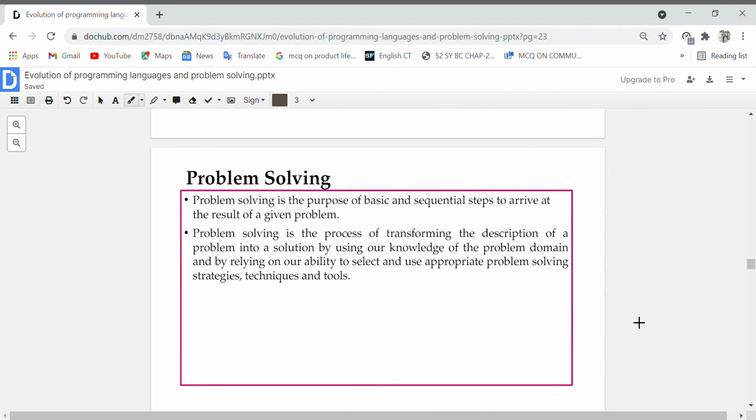Then what can we call problem solving? Problem solving is the process of basic and sequential steps to arrive at a result or solution of the given problem. Or you can follow the other definition which is provided on screen.